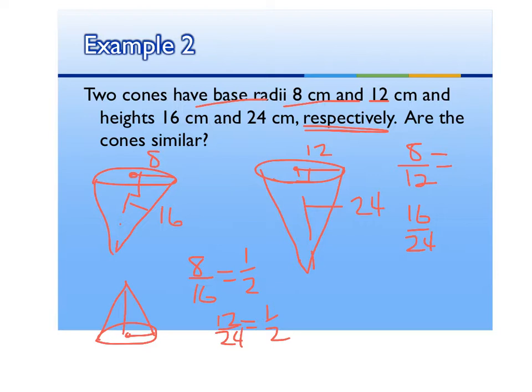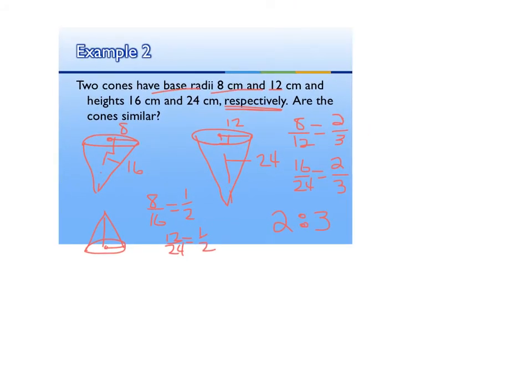So I could divide the top 8 over 12, divide them both by 4, and get 2 to 3. And then here I could divide them both by 8 and also get 2 to 3. These are similar cones, and my scale factor would be 2 to 3. Make sense?